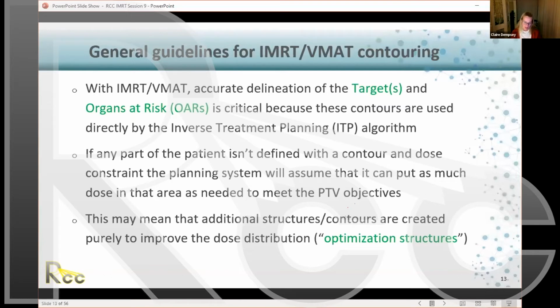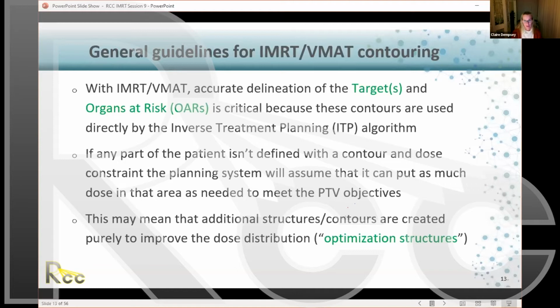With IMRT and VMAT treatment plans in particular, accurate contouring of your targets and your organs at risk is critical because these are the contours that are used by your inverse treatment planning algorithm. If you're manually planning, the contours are less important because you have control of where the beam goes and where your treatment fields are. When you're doing inverse treatment planning, it's your contours that define everything within the treatment plan. So if your contours aren't accurate, your treatment plan is not going to be accurate either, and you won't get a great optimization for your patients.